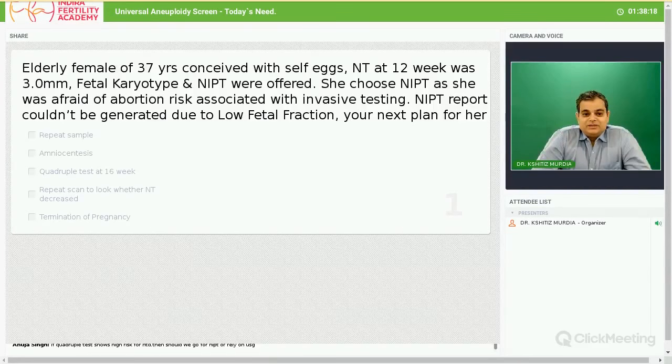Last question: an elderly female, 37 years of age, conceived with self eggs. NT at 12 weeks was 3. Fetal karyotype and NIPT were offered. She chose NIPT, and a report could not be generated because of low fetal fraction. Your plan for this patient?